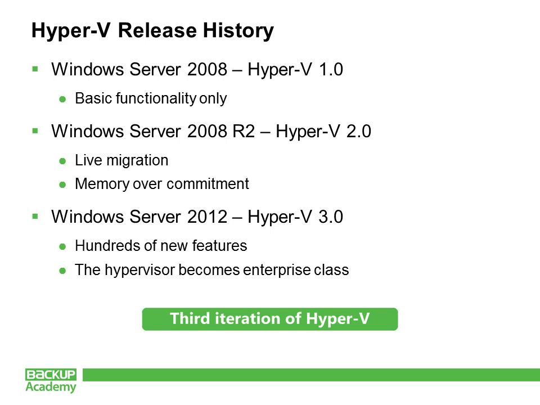Now, with Windows Server 2012, Microsoft is releasing HyperV 3.0. And HyperV 3.0 is going to include hundreds of new features. Obviously, I won't be able to cover all of these new features within this webcast, but I'm going to talk about the most important ones. But with version 3.0, HyperV is finally going to become an enterprise-class hypervisor, and you'll see why as I go through talking about some of the new features.